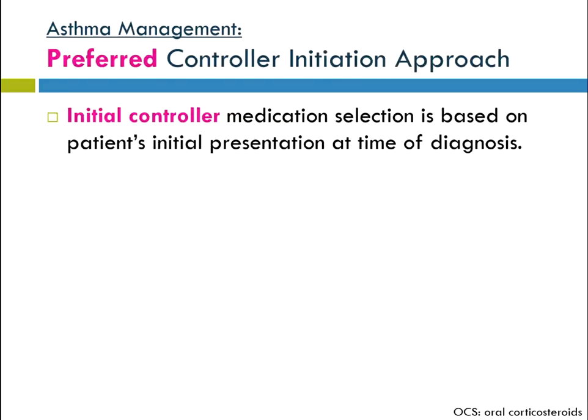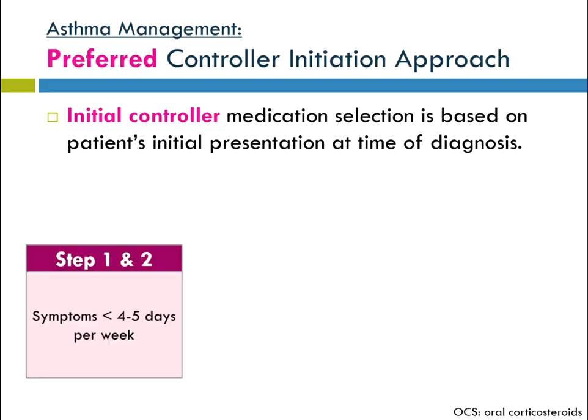Alright, so we want to talk first about what is the preferred controller initiation approach. So controller, maintenance inhaler, how do we decide which controller to pick? The initial controller, so this is at the time of diagnosis, not when we are adjusting their therapy. Patient comes in, newly diagnosed. How do we pick that first controller they're ever on? That medication is based on how they present at the time of diagnosis. So what symptoms did they have? What were their PFTs? Things like that. So we're going to pick based on symptoms.